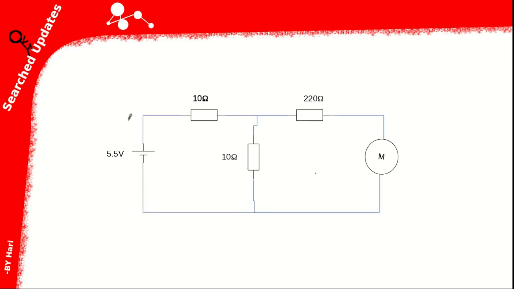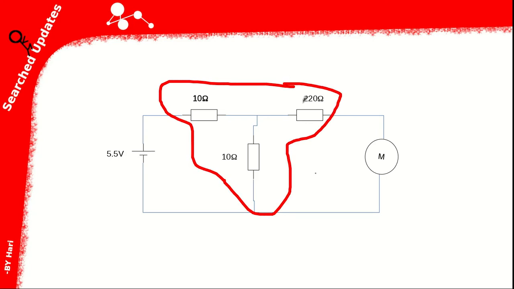Before we get into the definition, let's consider the following circuit. The circuit consists of a 5.5 volt battery connected to a motor. In between there are some resistors. The question raised to the engineer is to find the current flowing through the motor and the voltage difference across this motor. How should you find it?